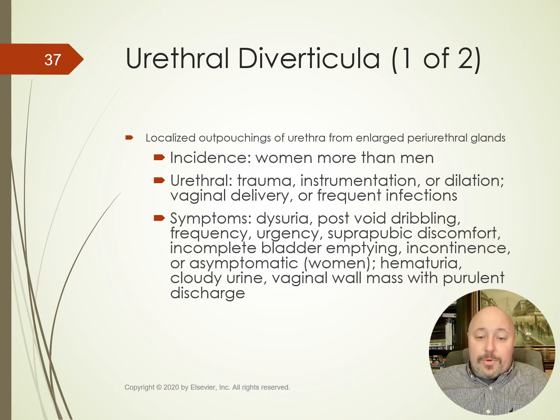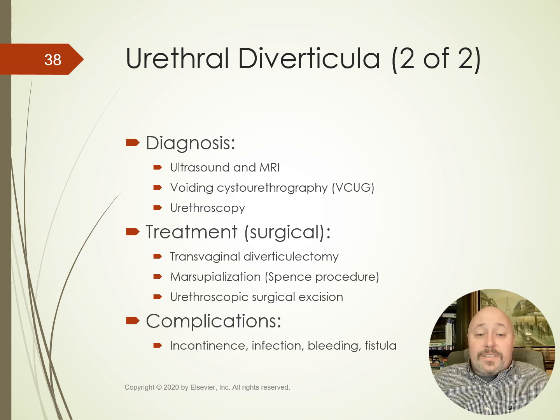The symptoms would include dysuria, post-void dribbling, frequency, urgency, suprapubic discomfort, incomplete bladder emptying, incontinence, asymptomatic with females, as well as hematuria, cloudy urine, vaginal wall mass, or even purulent discharge. A urethral diverticula would be diagnosed with ultrasound or MRI for imaging, or even with a scope, and the treatment's going to be surgical in nature.